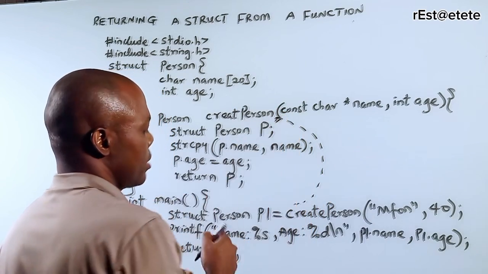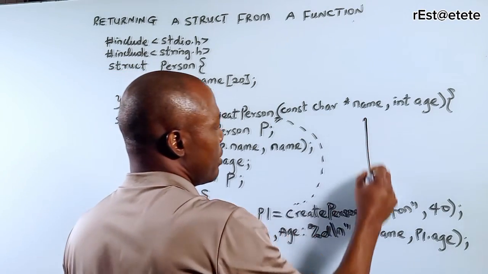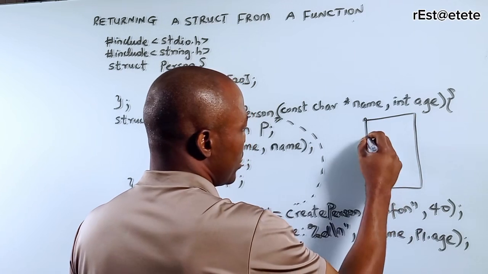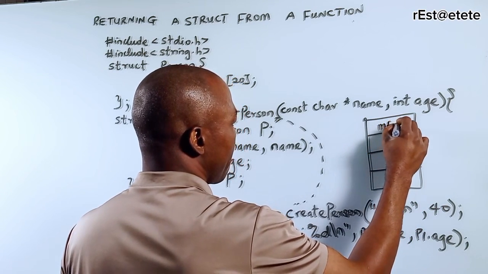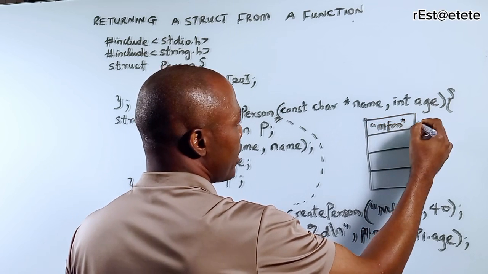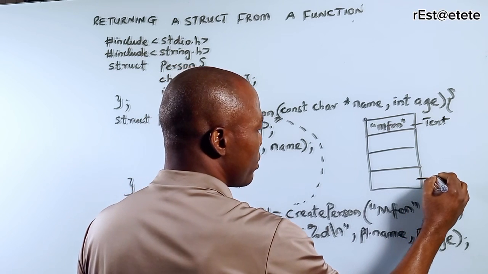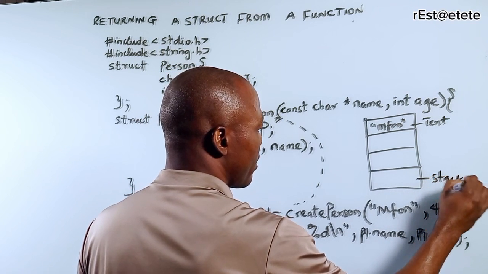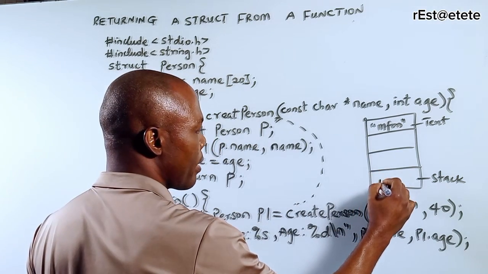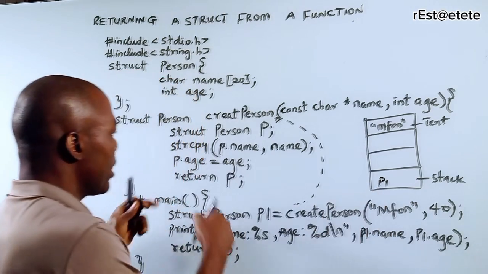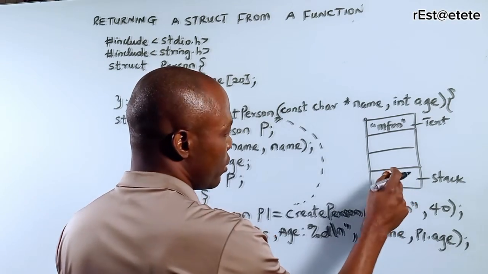Control will come to this place. Then font will be given to what? To this. Now, always we want to see how it moves in the memory. So font is here, right? It's a string literal. So this is my text segment. Then this is my what? Stack, right? So P1 is created here. This function also, when it is called, is created here. So create person is created here.